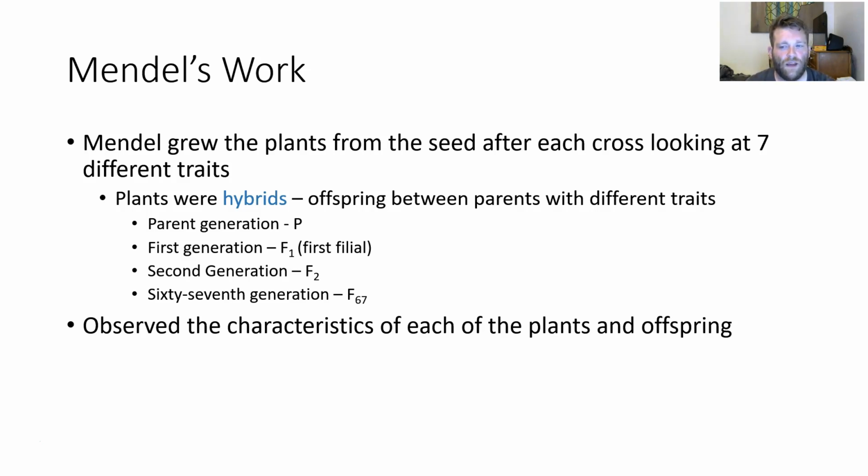The plants he produced from the parents, that initial generation, were a hybrid. He would take traits from one individual and traits from the other and cross them together to see what kind of offspring was produced. With each generation, he would produce what we call an F generation, or a filial generation. The first one is the first filial, the second one is the F2 or second filial, and we continue that trend; the 67th would still be our 67th filial generation. In each generation, he observed the characteristics of the plants and kept track of what reproduced with what.